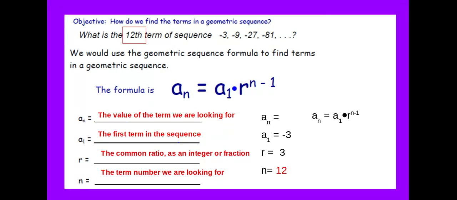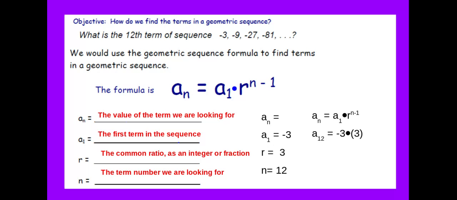Next step is fill all this information into the formula. So a sub n is a sub 12 because we're looking for the 12th term. We're going to replace a sub 1 with 3 because that's our first one. And then we put our dot for multiplication, but you guys need to start using these parentheses. You had a hard time with those yesterday. So anytime you're replacing numbers, please remember to put the parentheses around the number.